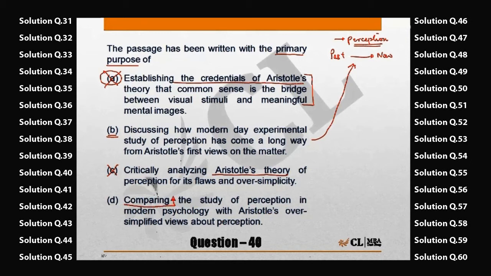Okay, now the key word is, is he trying to compare the study of perception in modern psychology with Aristotle's oversimplified view about perception? He's not really trying to compare those two things. He's merely stating how it started and where it is now. So D also goes. Your answer option would be B.